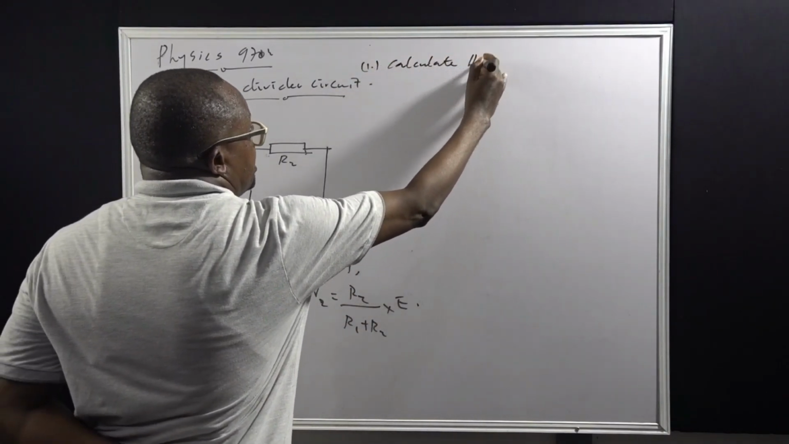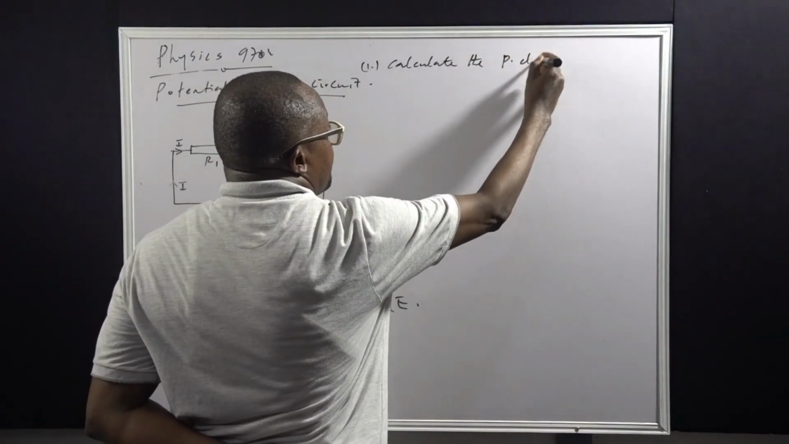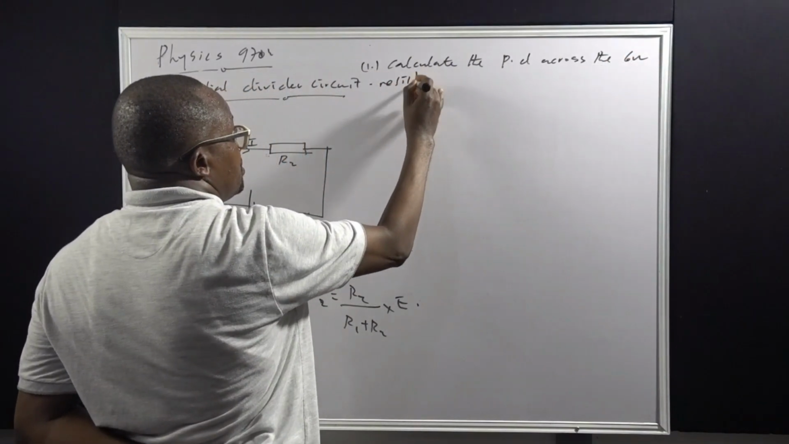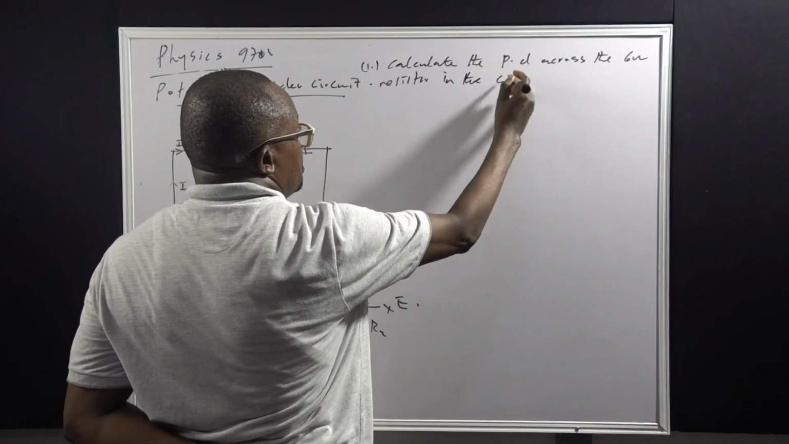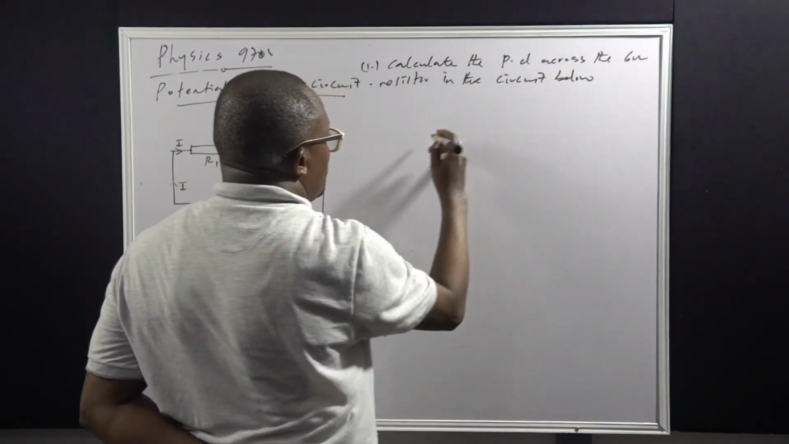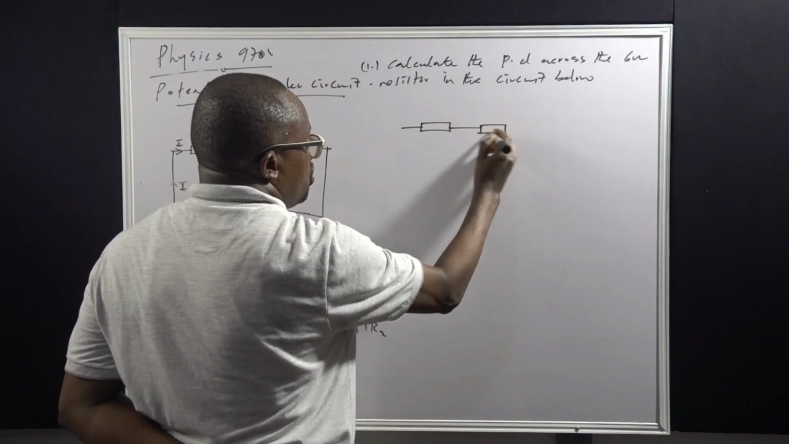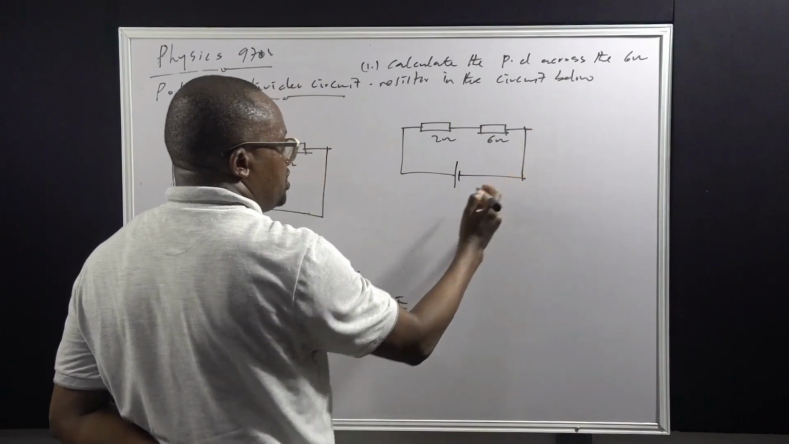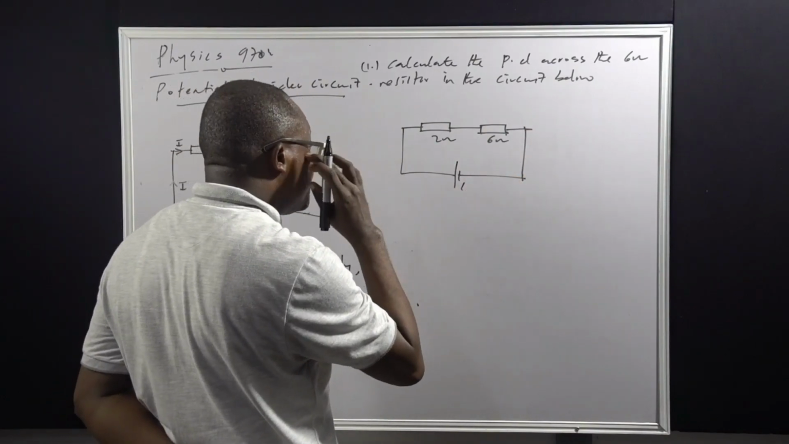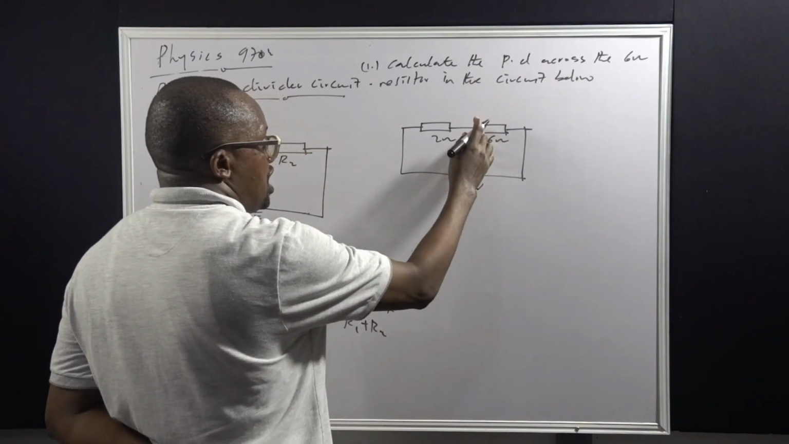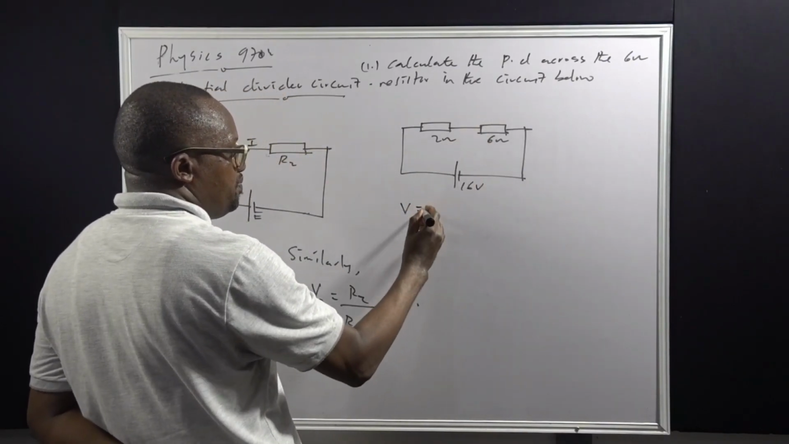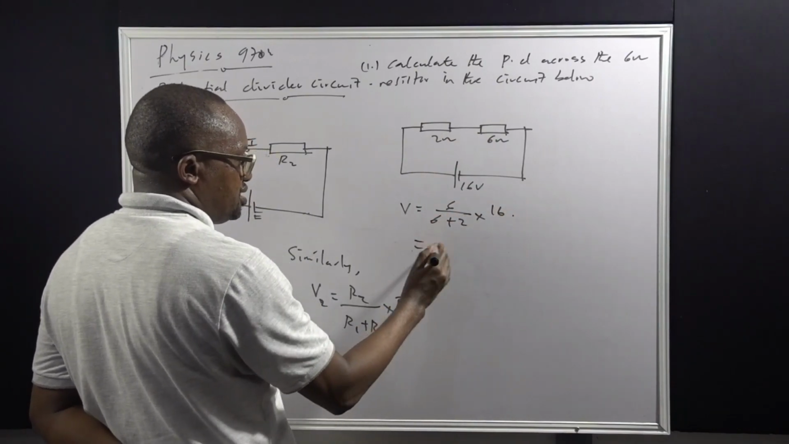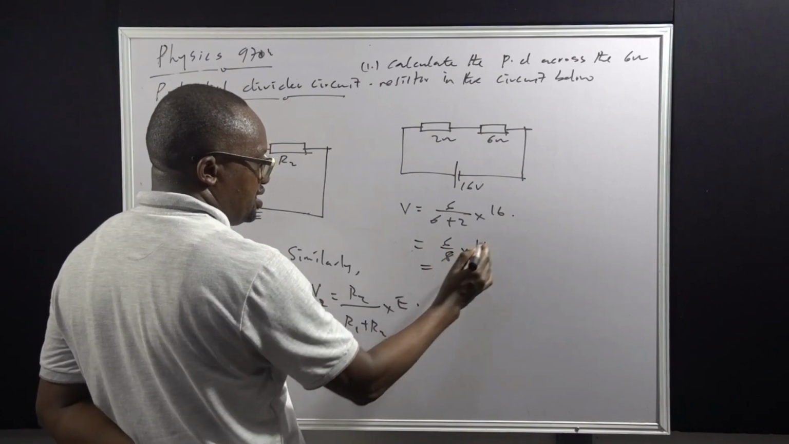calculate the PD across the 6 ohm resistor in the circuit shown below. Here, I have a 2 ohm resistor in series with a 6 ohm resistor, and the voltage of the battery is 16 volts. I want to find the PD across the 6 ohm resistor. The PD across the 6 ohm resistor becomes 6 over 6 plus 2 times 16. This becomes 6 over 8 times 16. This will give you what?